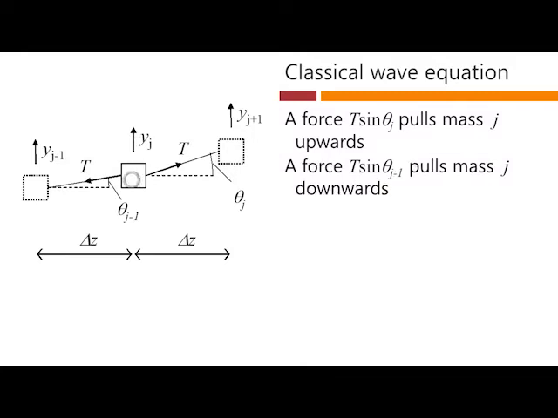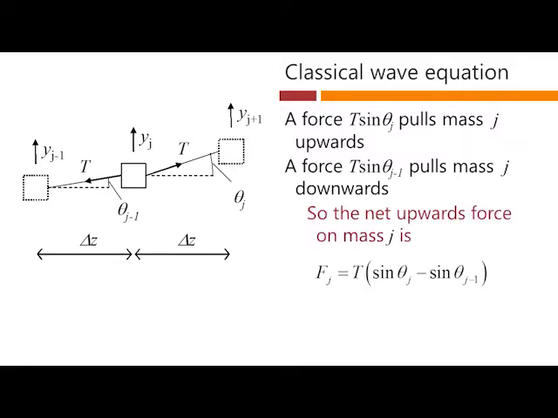Similarly, there's a force from this tension over here and this angle, a resolved component of this tension that is pulling the mass down, and that's T sin theta_{j-1}. So this component here is T sin theta_{j-1} pulling the mass downwards, this mass here. So the net upwards force on mass j is T sin theta_j minus T sin theta_{j-1}.